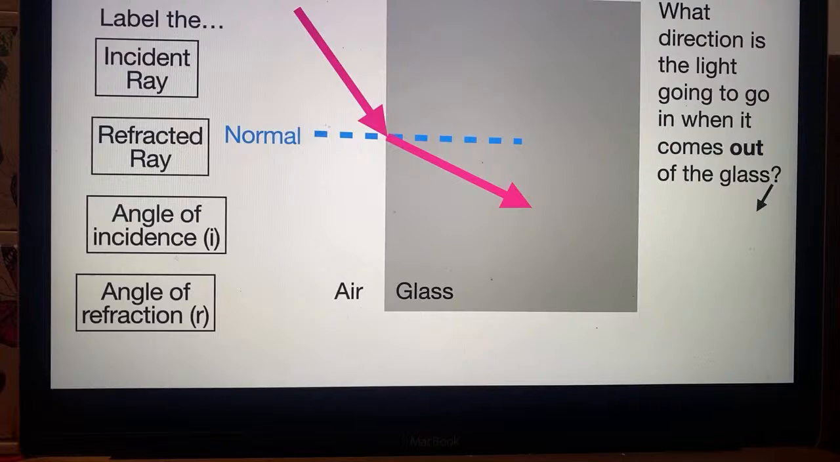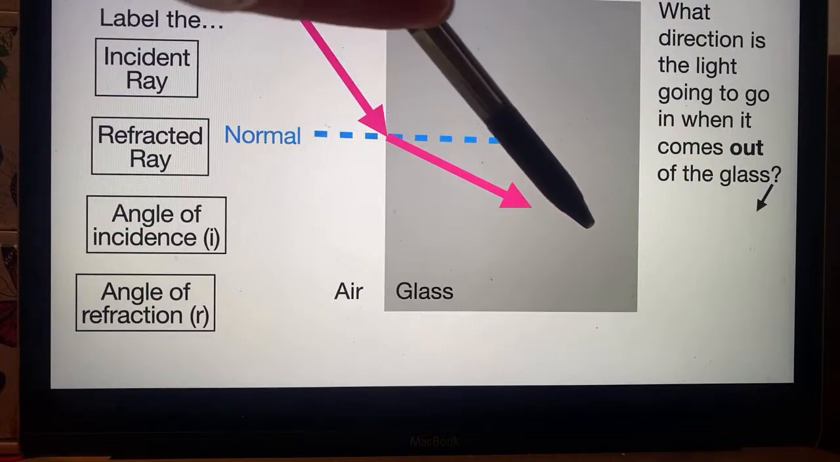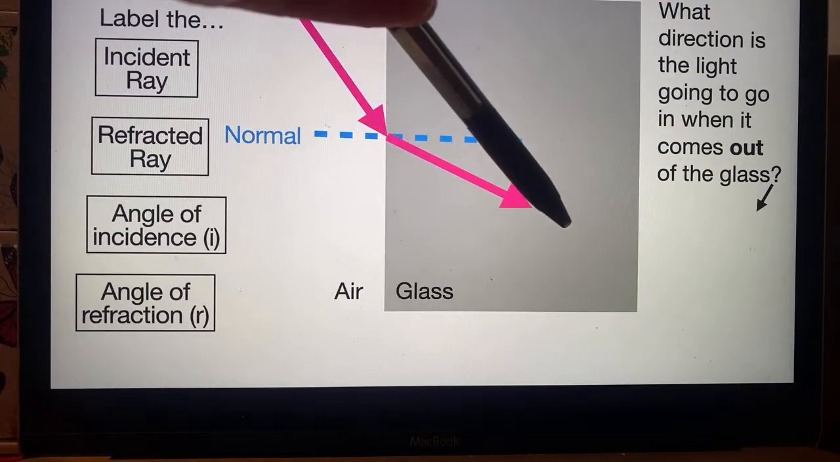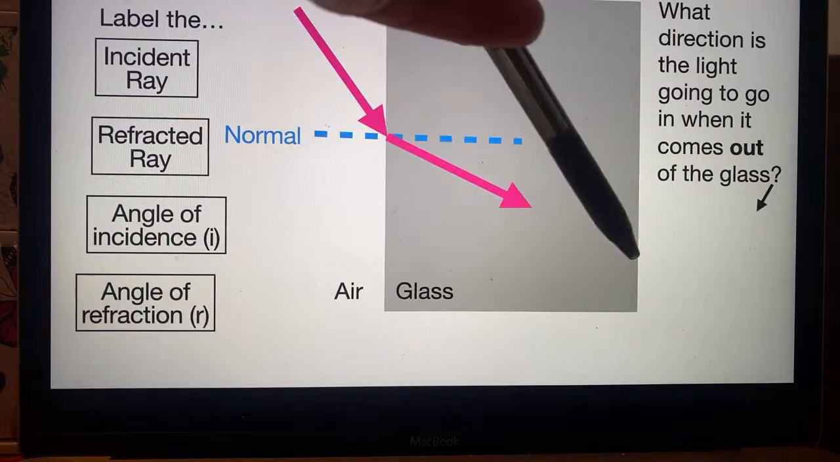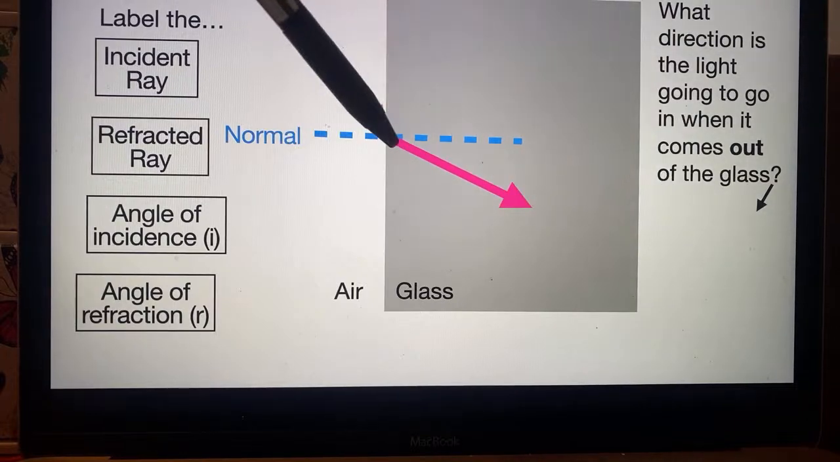And if that's easy, what direction is the light going to go in when it comes out of the glass? Imagine that this ray of light continues through the glass in a straight line, because it hasn't got any reason not to travel in a straight line, until it gets to the air, because that's a change of medium, so it's going to change speed. Which direction is it going to go in? You might have the worksheet from my website, in which case you can scribble on the worksheet, or you might be sketching on paper, that's fine too.